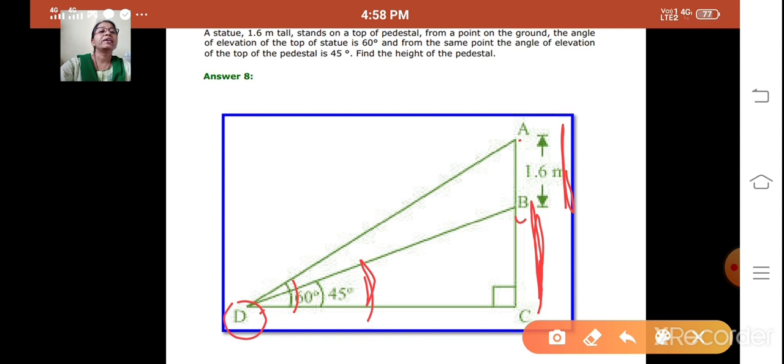So from the diagram, this length BC is nothing but AC minus AB, isn't it? Length AB is known to you. Now our job is to find length AC, so that AC minus AB will give you the height of that pedestal, right? So this is the rough idea. Now let us see how we can find it.